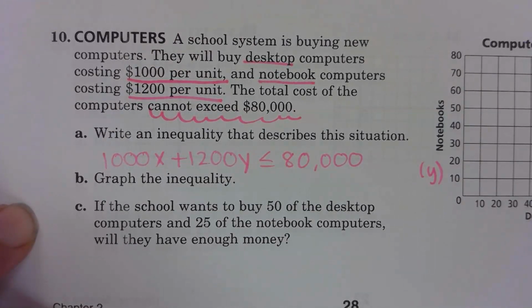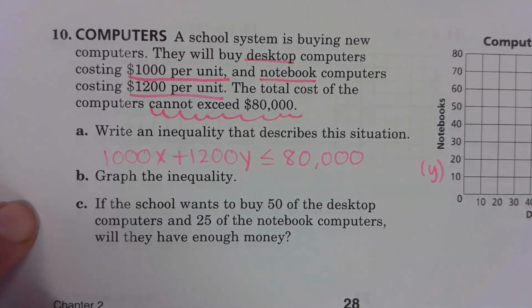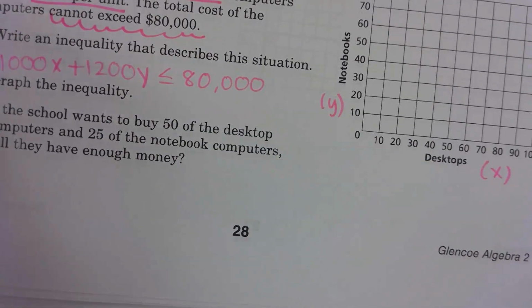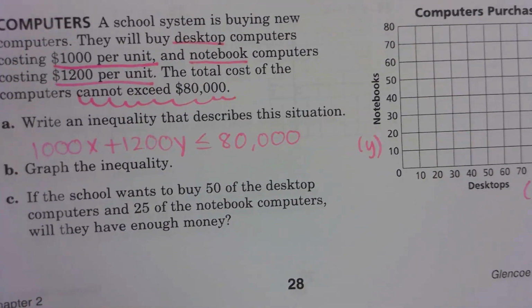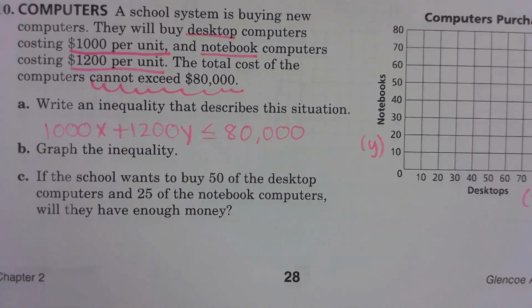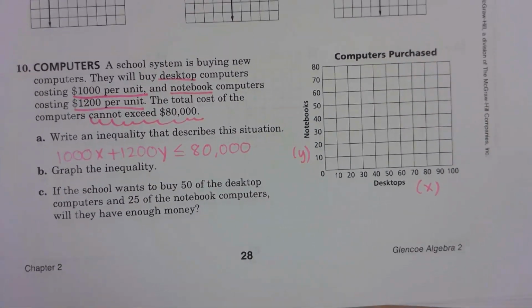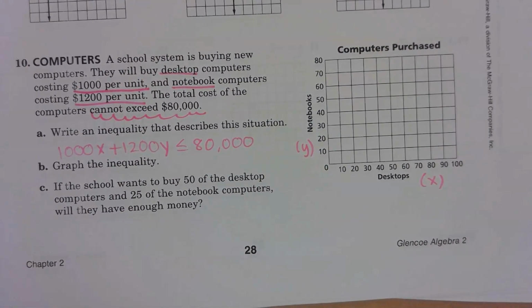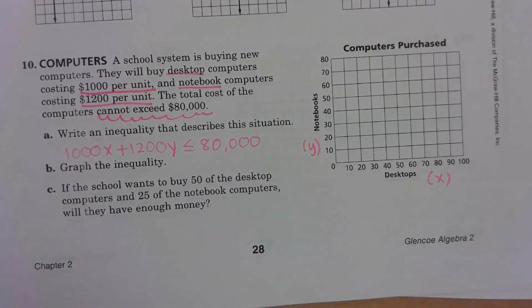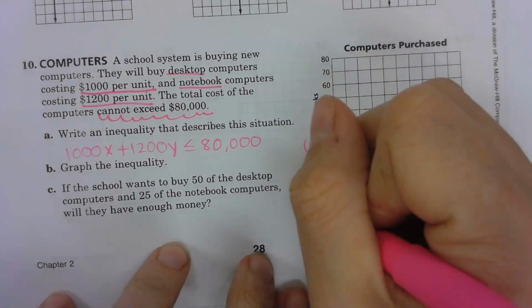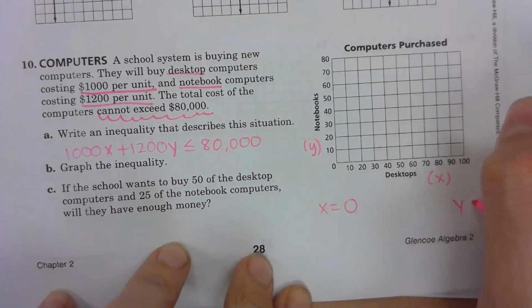Graph it. So how do we graph our word problems? What do I tell you to do? Make it like a simpler number. Okay. Find your y value and make y 0 and x 0. Yes. So you make it simpler by making x and y 0 and finding those points. So we're going to find when x equals 0 and when y equals 0.